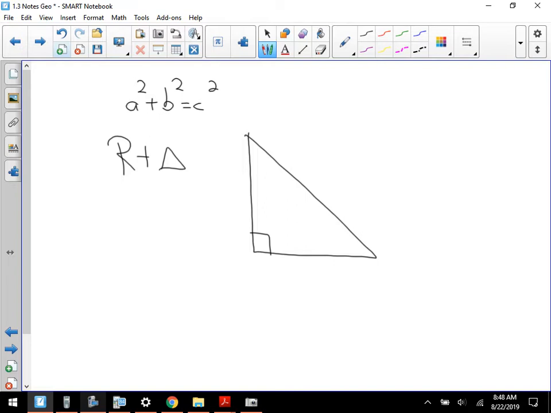You have two legs, the sides that make up the right angle. And you have the hypotenuse. The hypotenuse is the longest side. It's the side that is across from the right angle. That's always your C value. The other two parts are the little a and little b. Those are called legs.